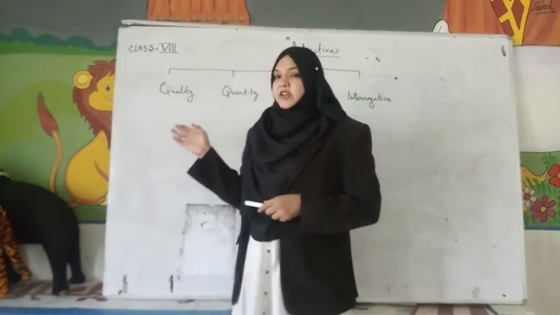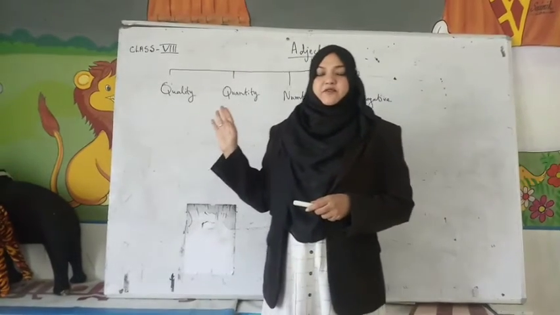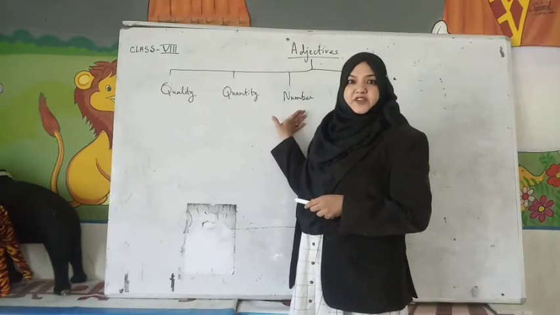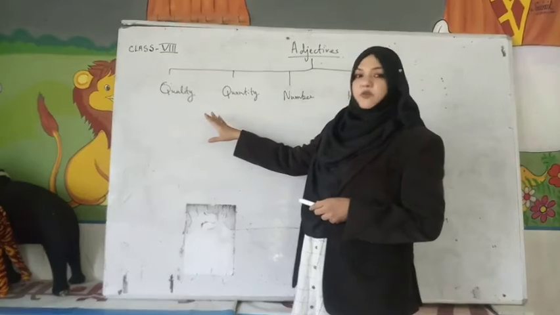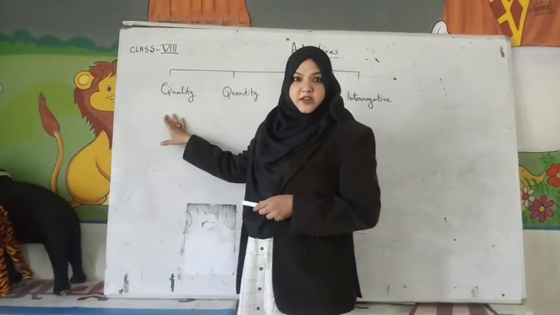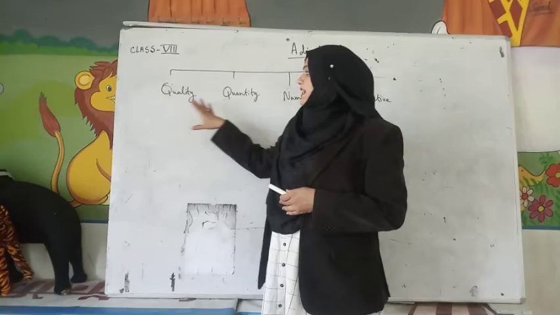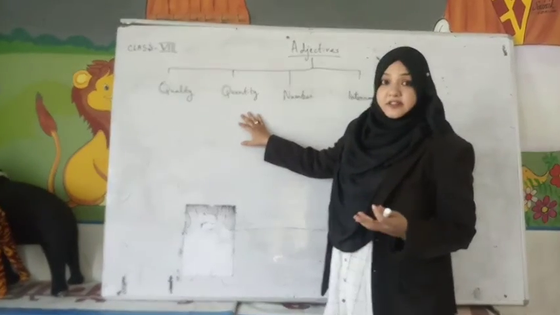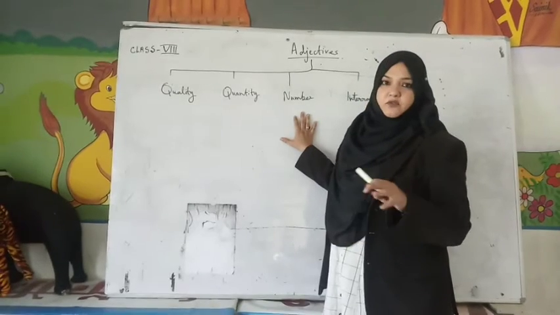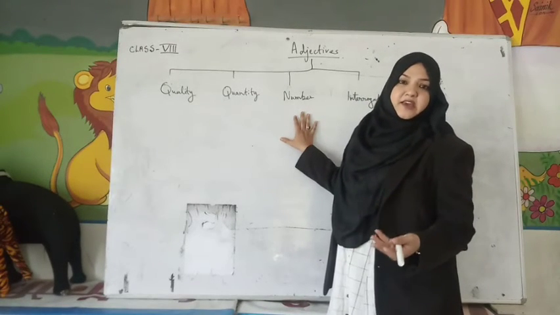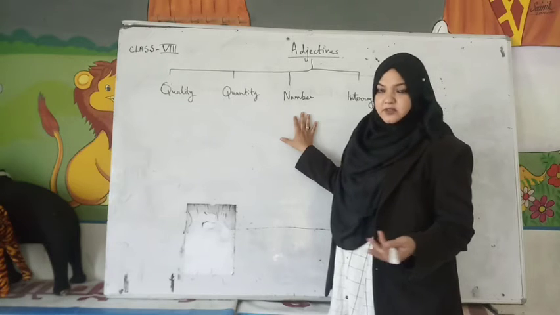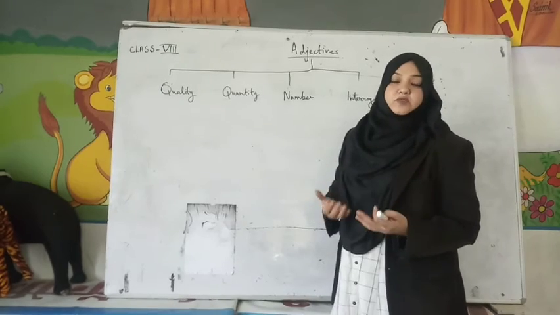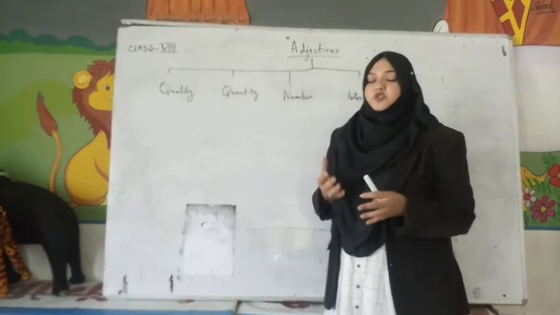So I hope you understood till here. Adjectives are quite an easy chapter. We have already done it many times. Alright. So these are the first four kinds of adjectives. Quality, how it is, what kind it is. Quantity, how much, which shows it is an uncountable noun. Number, you can count how many there are. And interrogative, the adjectives which ask questions.